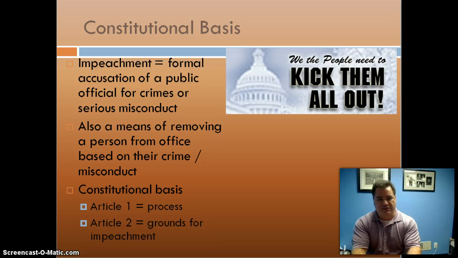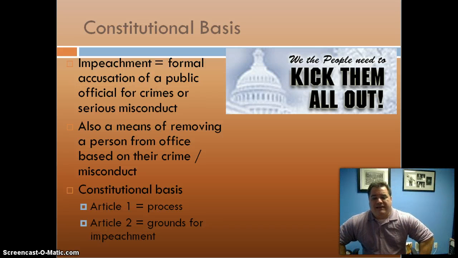Okay, and this applies to any public official. It's not just a president. It can be used against judges, legislators, cabinet members, whatever. The constitutional basis is Article 1 and Article 2 of the Constitution. Article 1 lays out the process in the legislative branch, and Article 2 lays out the grounds for impeachment. So why don't we take a look at each one of those steps in turn.